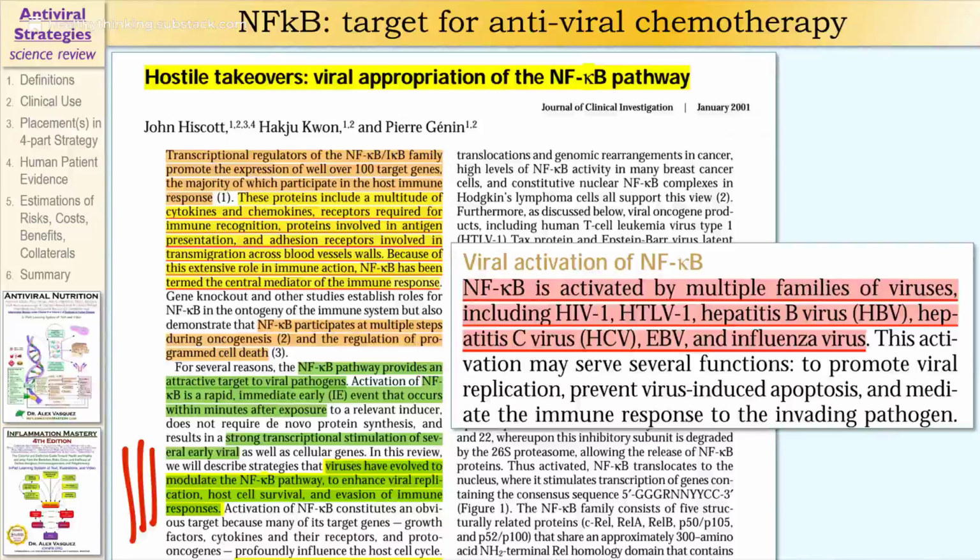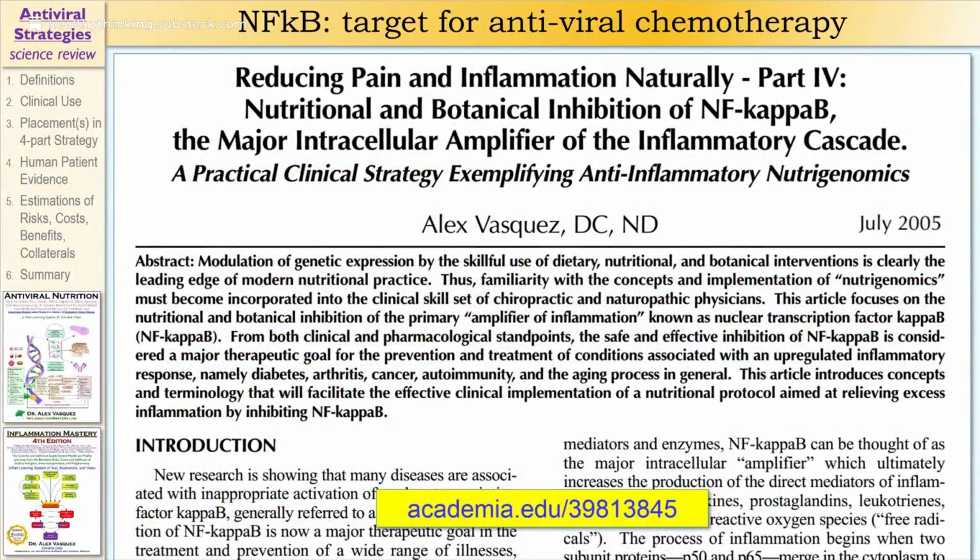In 2005, I published a review article on this topic discussing the nutritional and botanical inhibition of NF-kappa B, which is still considered the major intracellular amplifier of the inflammatory cascade. You can access and download this article for free from my page on academia.edu.